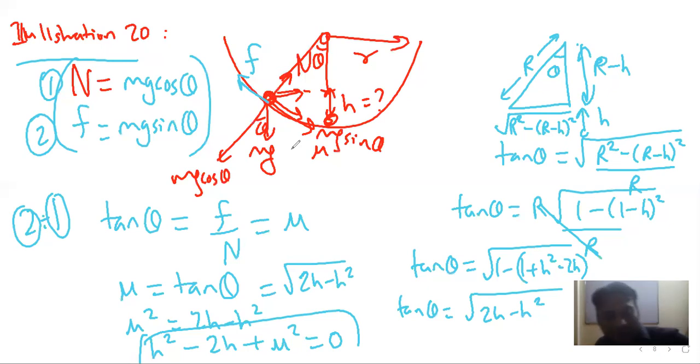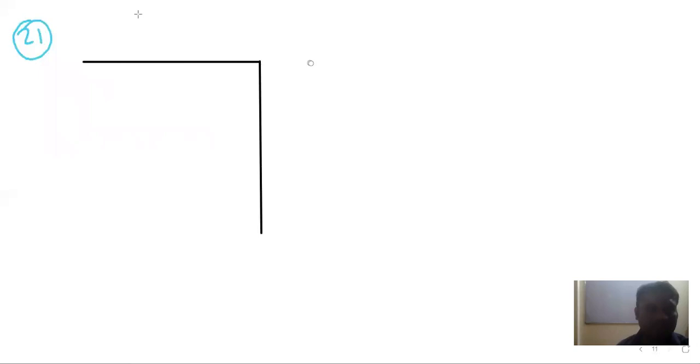Now after this, let us move on to the next question. So here we have found the value of h. Now in the next question, which is question number 21, we have a diagram like this, and a pulley here. And we have a string. Let us show the string in another color, brown color.